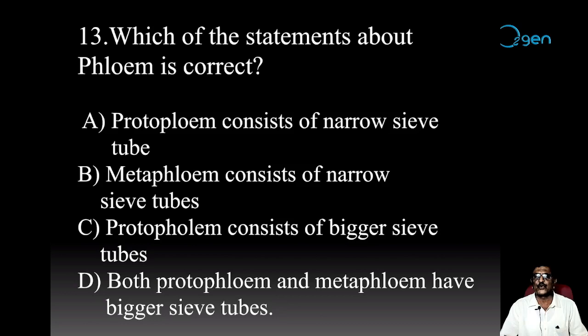D. Both protophloem and metaphloem have bigger sieve tubes. So here option A is correct. Protophloem consists of smaller or narrow sieve tubes. Hence option A is correct.